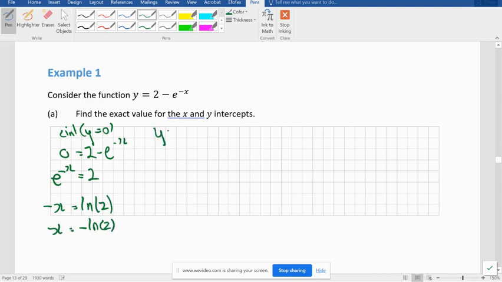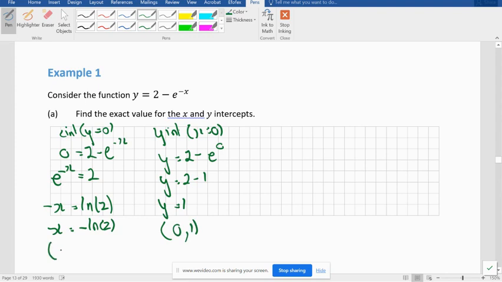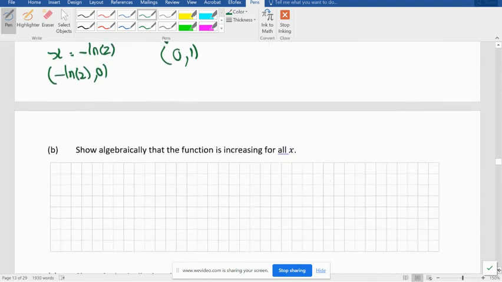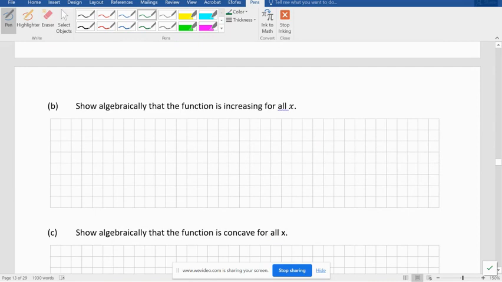To find the y-intercept, that's when x equals 0. Basically, you'll get y is equal to 2 take away e to the minus 0, and that's just e to the 0, which is 1. 2 take 1, so you get y equals 1. Okay, so your y-intercept is going to be (0, 1). Okay, and I didn't finish this one here. Your x-intercept is going to be (minus ln 2, 0). Okay. Next question, show algebraically that the function is increasing for all x.